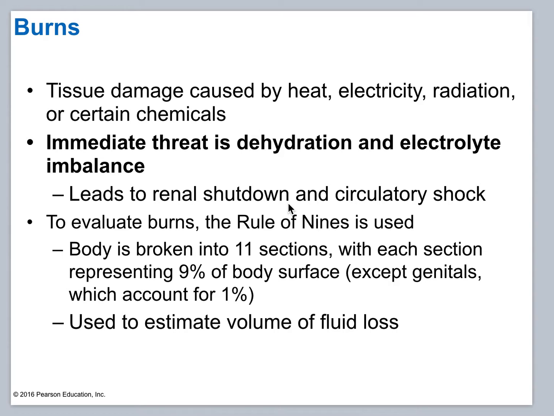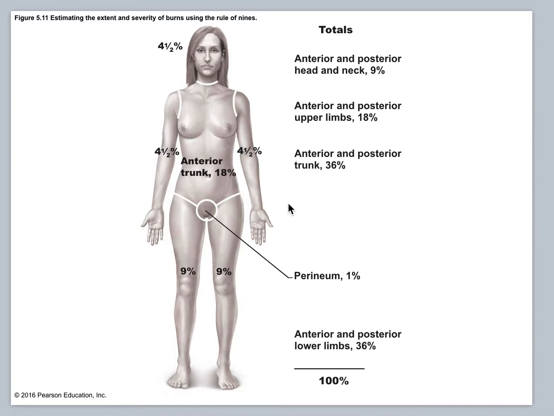The body is broken into 11 sections. Each section has 9% of the body surface. This next diagram shows, so the face has 4.5% on the front of the face, 4.5% on the back of the head. That totals 9%. The anterior trunk is 18%, which is 2 times 9. The back of the trunk is 18%, which is 2 times 9.